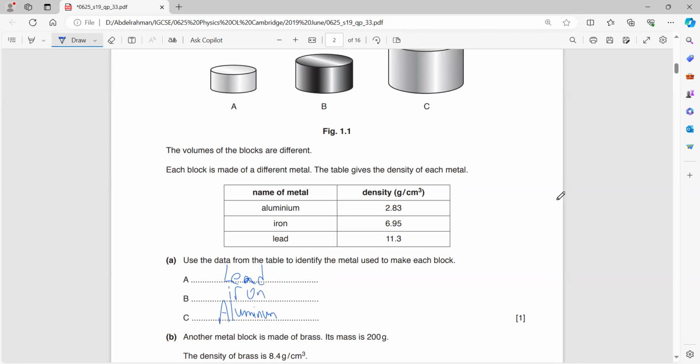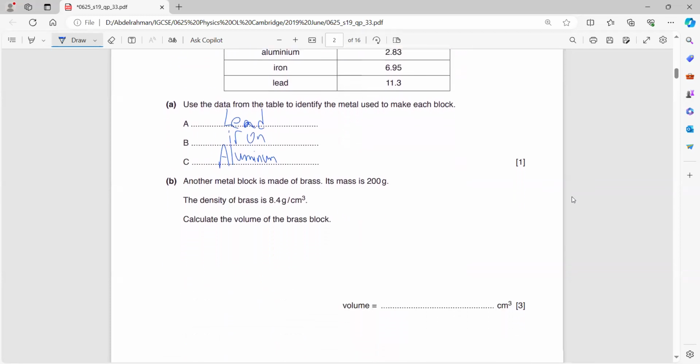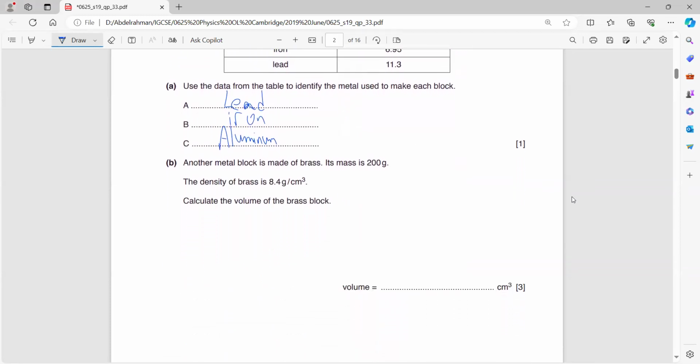Another metal block is made of brass, mass 200 grams. Given the density, can I find the volume? How can I calculate the volume? Density equals mass over volume, so the volume equals mass over density. Mass is 200 grams. The density is 8.4.